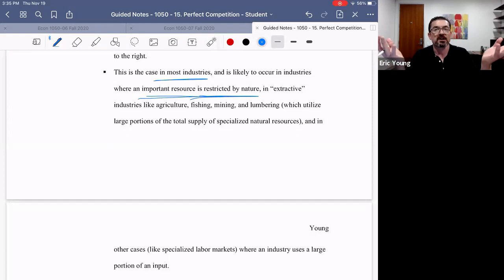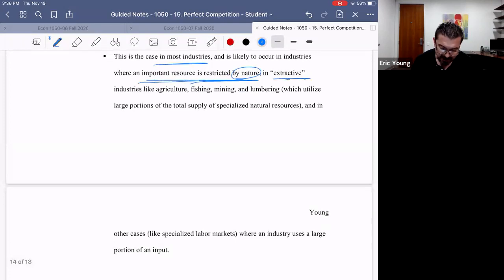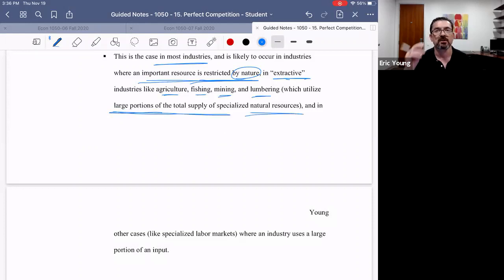Which will drive up the cost of production for those firms, so their prices will have to rise, and the supply curve will slope upward, right, okay? So you see this in industries that are really nature constrained, land constrained by their resource base. You also see it in what are known as extractive industries. Extractive industries extract from the land and nature's supply. So industries like agriculture and fishing, mining, lumbering, all of those industries that utilize large portions of the total supply of a specialized natural resource.